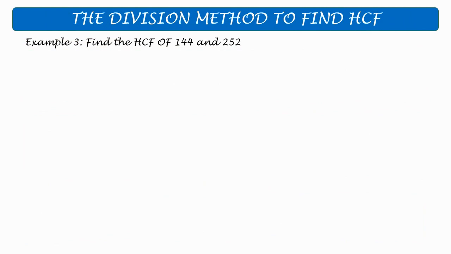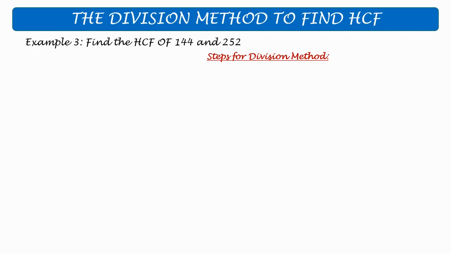Now students, let us understand how to find HCF by the division method. So we have a question in front of us. The question is, we have to find the HCF of 144 and 252. Now we have some steps for the division method. For those steps, we have to see which number is bigger and which number is smaller. So from 144 and 252, 144 is the smaller number and 252 is the bigger number.